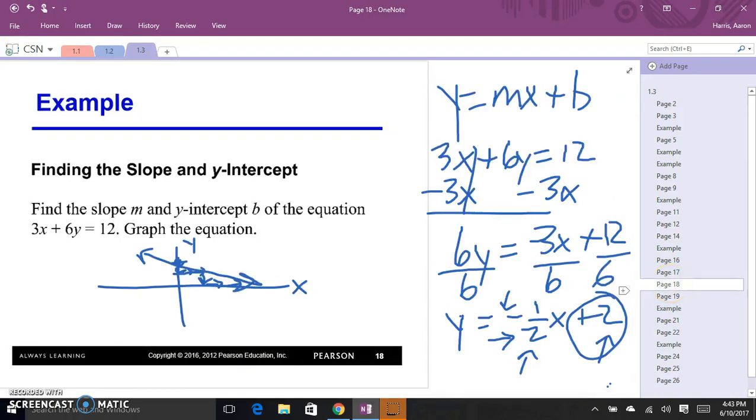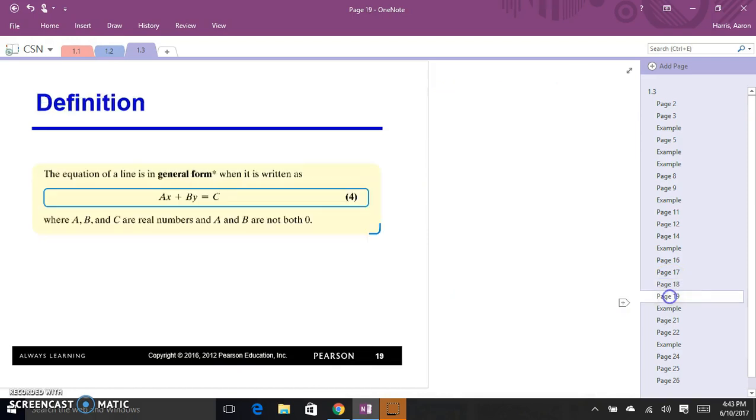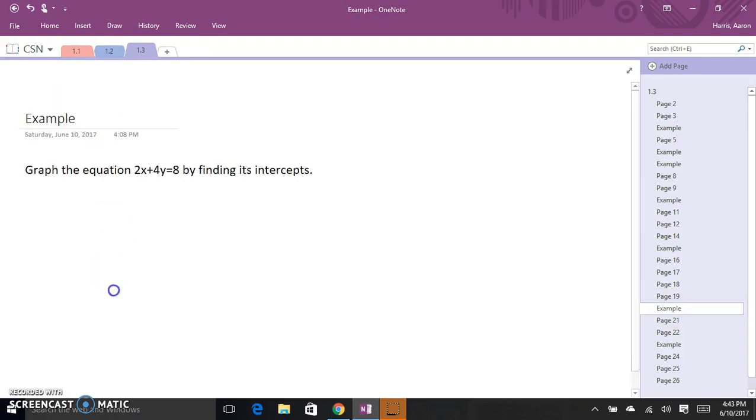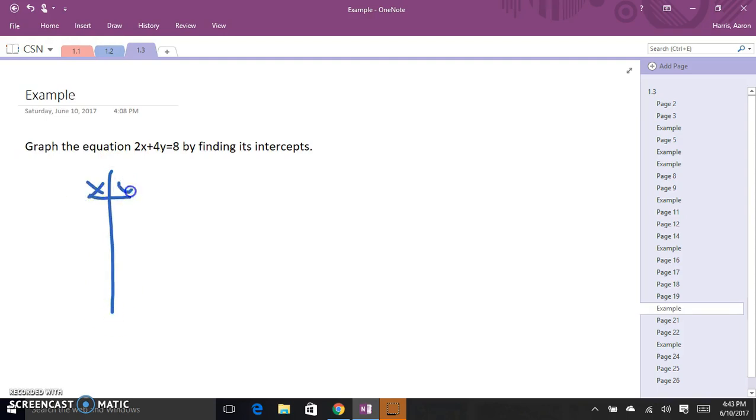Alright, so that brings us to the general form, Ax plus By equals C. If you're given a general form, typically the best way to graph it, if you're going to leave it in general form, is to graph by finding its intercepts. So if you remember, when we found the x-intercepts, we let y be 0. When we found the y-intercepts, we let x be 0. Okay, so let's go ahead and find the x-intercepts first by letting y be 0.